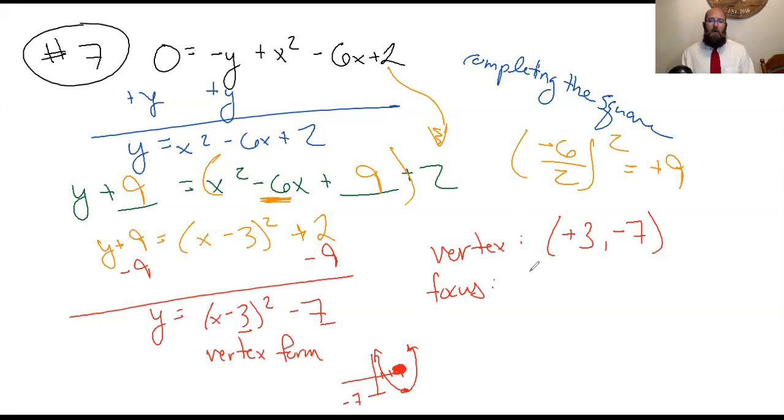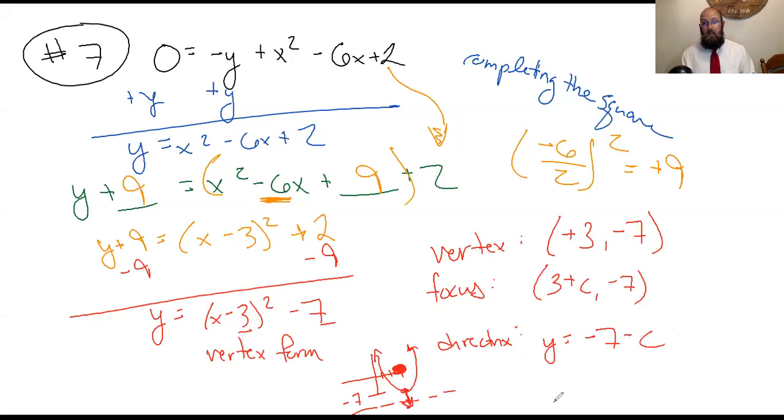So I know that it's going to be that 3 for my vertex, and I'm going to be adding whatever my c is to it, and my y is going to be unchanged because it goes straight up from my vertex. My directrix is going to be a horizontal line. Horizontal lines are y equals situations, and that's going to be then this negative 7, and I'm going to be down, right? Down the same distance I am up to my focus. So I'm down an extra c value.